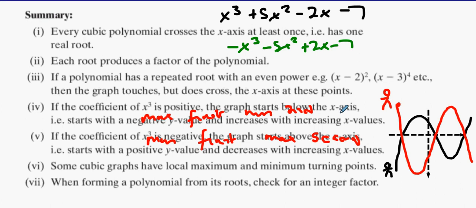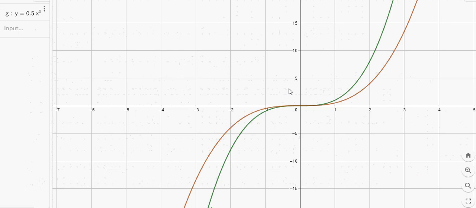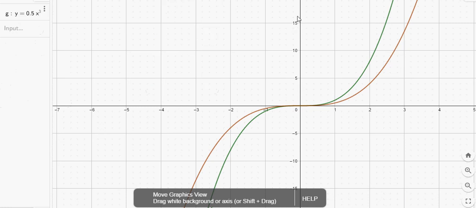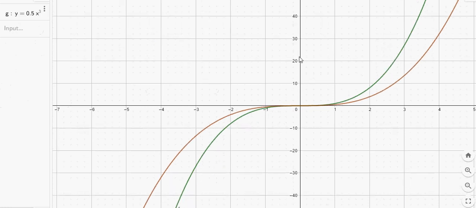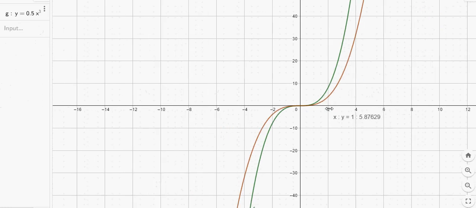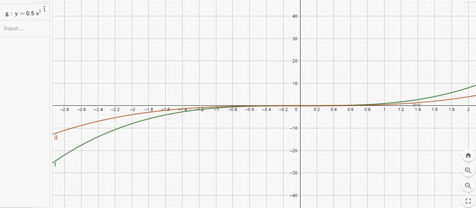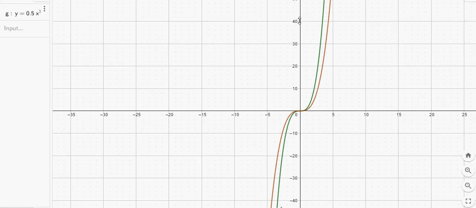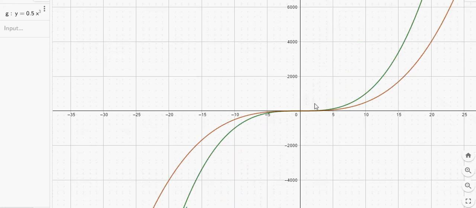Okay. Some cubic graphs have local maximum and local minimum turning points. The ones we did earlier, do they have a maximum and a minimum? Let's find out. Right, gonna drag it all the way down. I'm gonna do it the other way. Oh no, the other way, sorry. Oh god, they don't. There's no turning points there, is there? Doesn't exist. So for that graph, there's no turning point. You get what I'm saying?